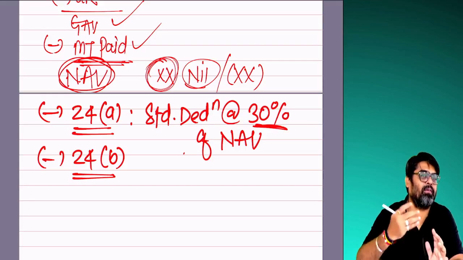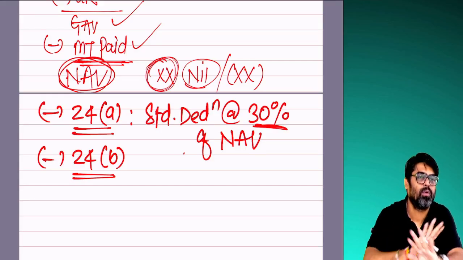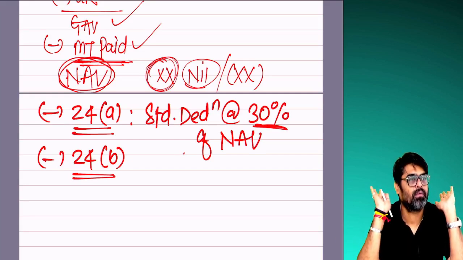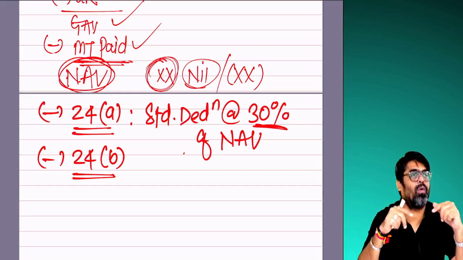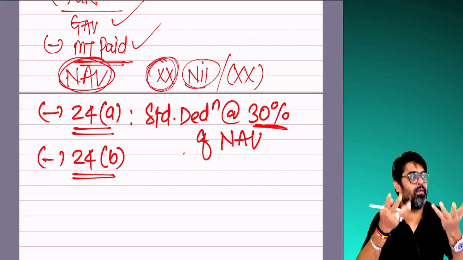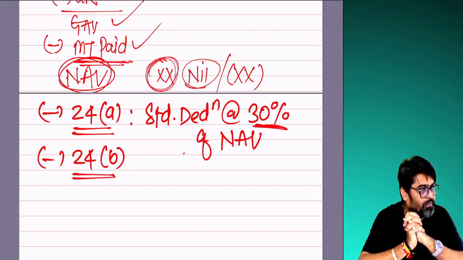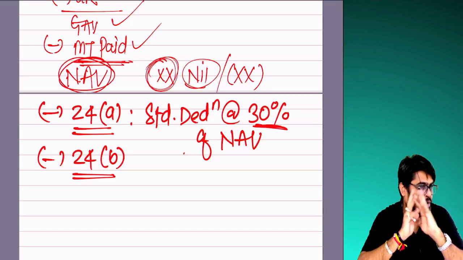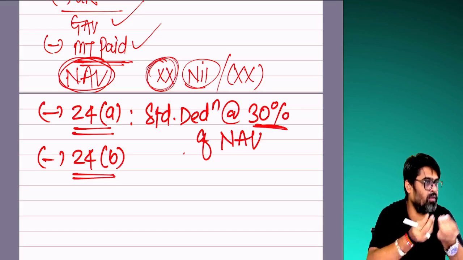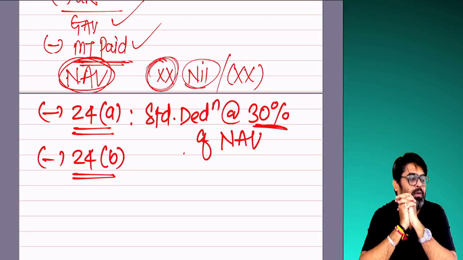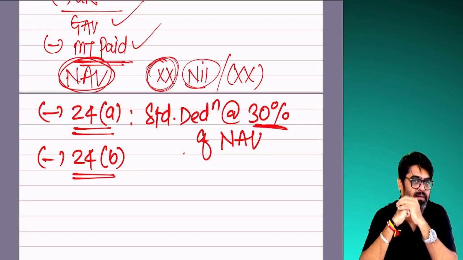What if your NAV is nil or negative? No standard deduction. Getting my point? Now, why this standard deduction? Tell me. There should be some reason to give you the standard deduction. Why are they giving you standard deduction?